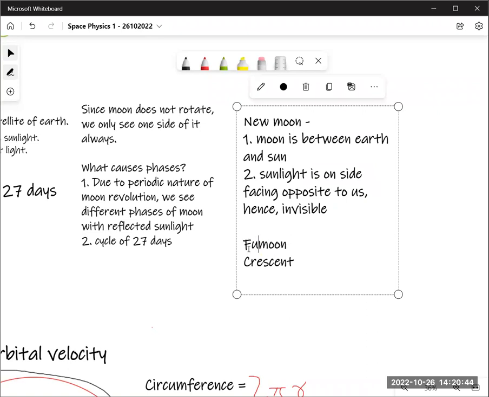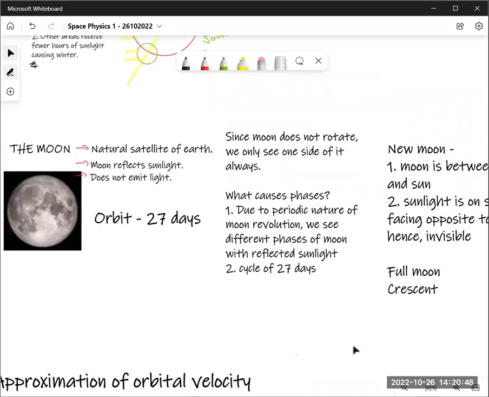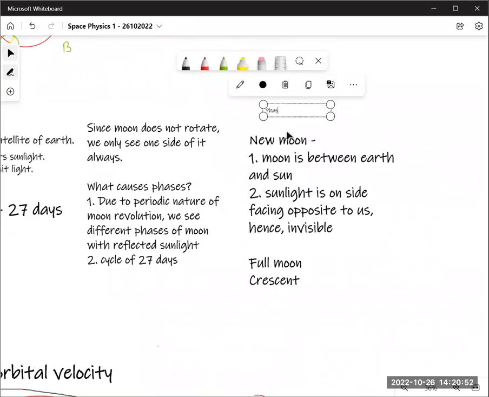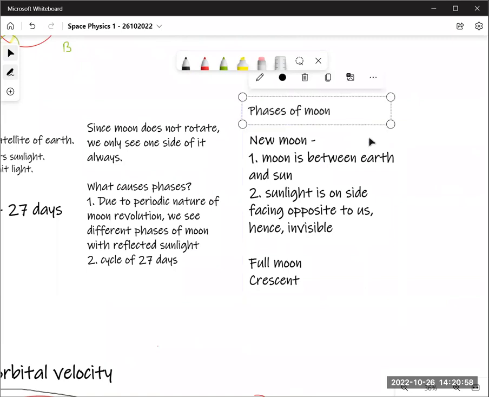What is the subheading for this? Subheading is exactly with the moon. You can call this phases of moon. Now you don't need to know exact phases, but you need to know why they happen. Some of them are important, such as the new moon and the full moon. The new moon is when the moon is never there. You can't see the moon. And full moon is when you see the whole moon.